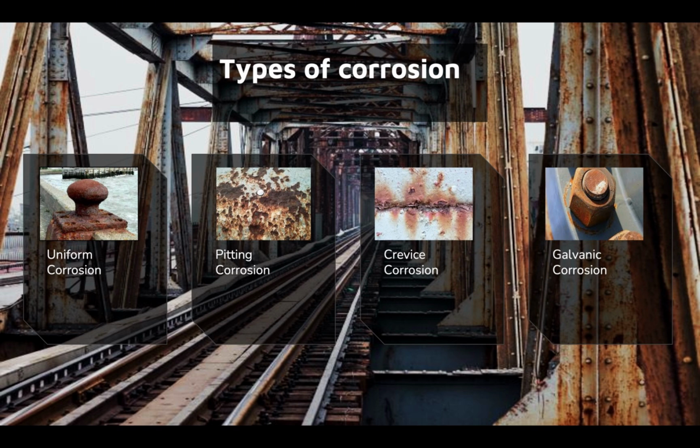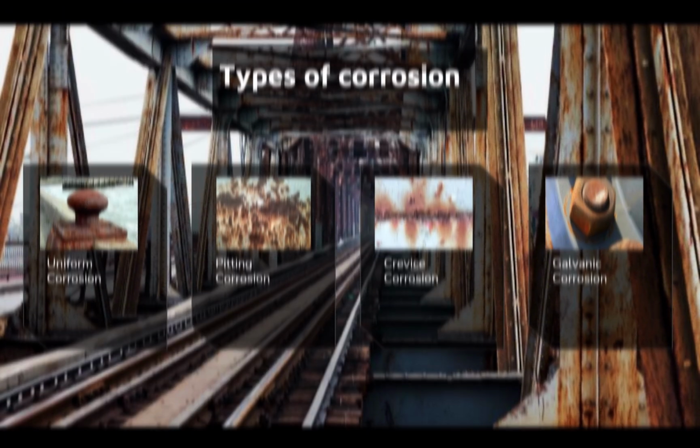Galvanic corrosion. It happens when two different metals are in contact with each other in the presence of an electrolyte, such as water. The more reactive metal corrodes faster than it would alone, while the less reactive metal is protected.